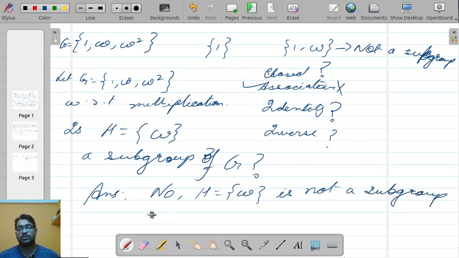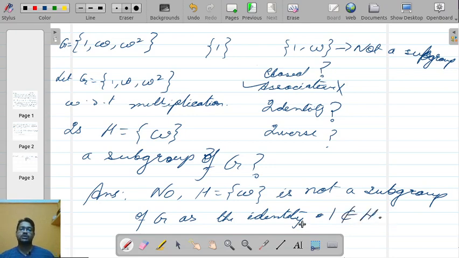The identity element of G must be in a subgroup, because a subgroup should form a group, right? So the identity 1 of G doesn't belong to H. Okay, so that is why it's not a subgroup.